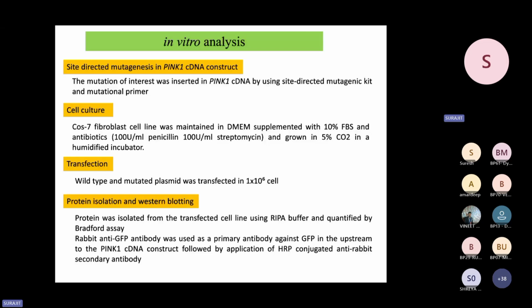The COS7 fibroblast cell line was maintained in DMEM with 10% FBS solution and antibiotics, and grown in a 5% CO2 humid incubator. Second, transfection of both wild type and mutant plasmid was done in 1 million cells, and protein isolation and Western blot were done to demonstrate whether a functional change occurred in the protein due to that mutation or not.